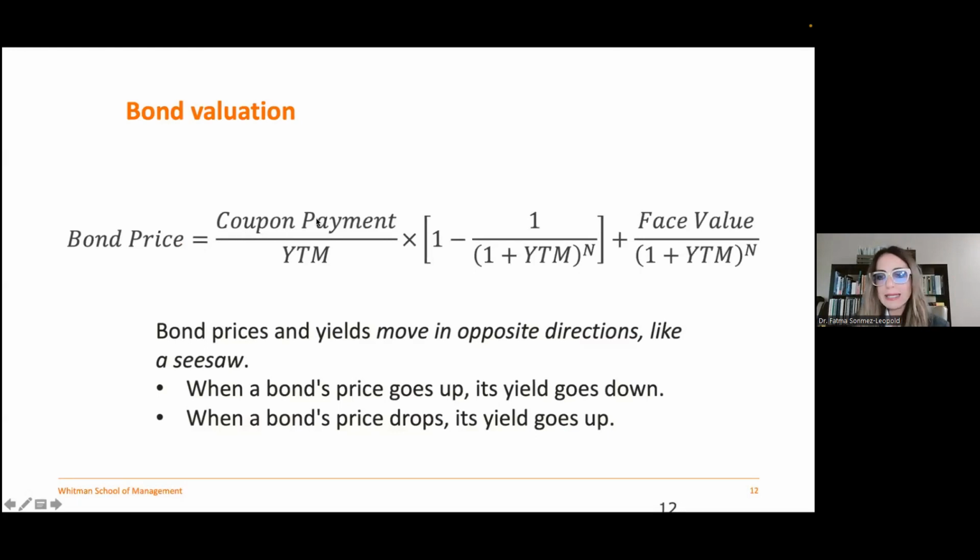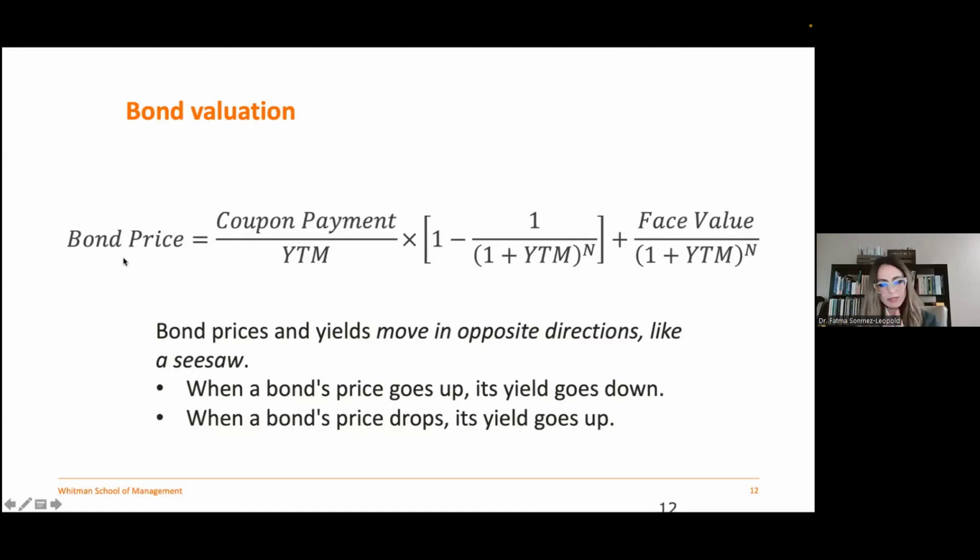And then I also have to add the face value, because not only do I have 5 times the 100, but I also have 1,000 here. So this is the time value version of it, the version with interest rate taken into account. As a result, what you calculate is a bond price.